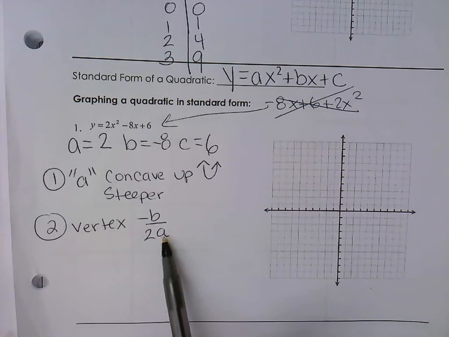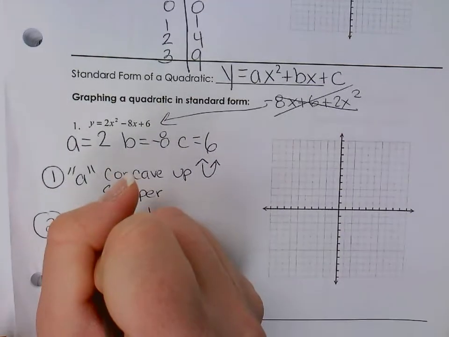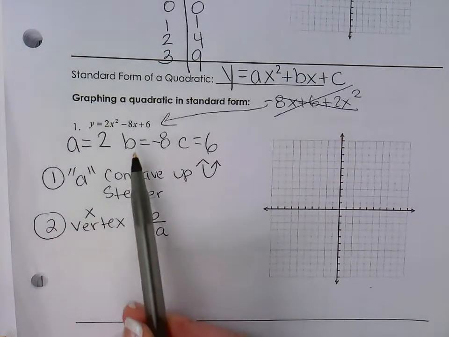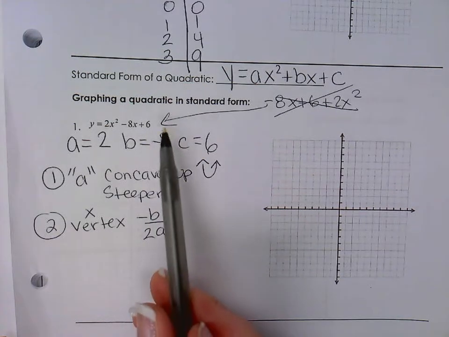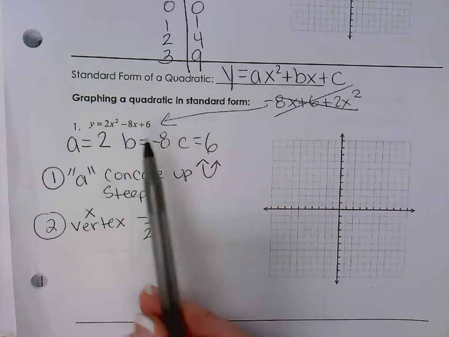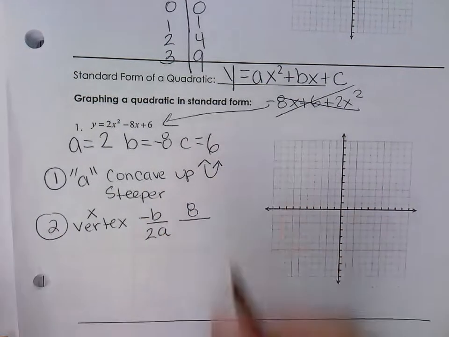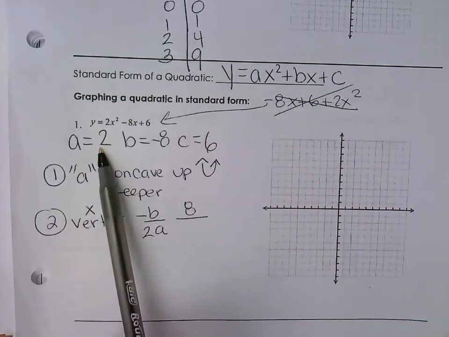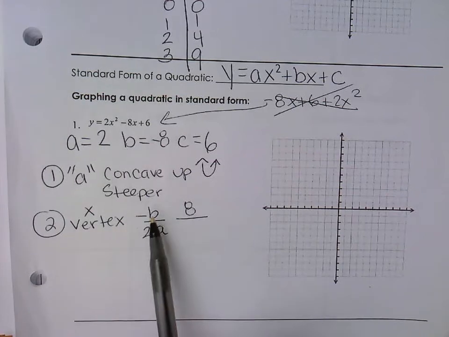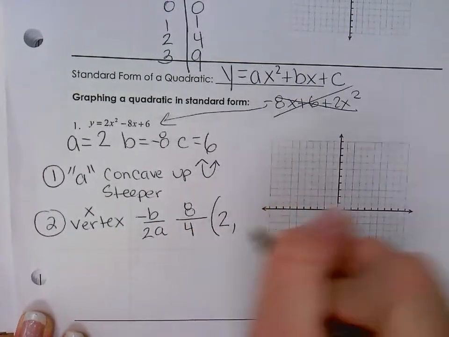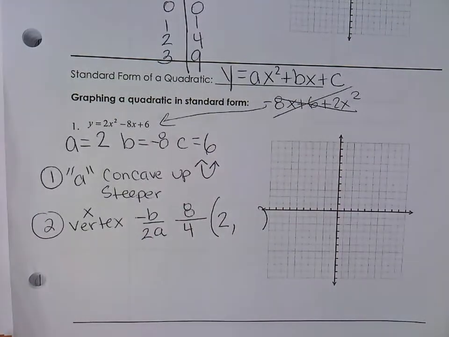This is actually the x value of the vertex. Negative B is going to be +8 for this quadratic because it's already -8. So the opposite of B would be +8. And then you're going to take 2 times the A value. So 2 times 2 gives you 4. So the x value of the vertex, 8 divided by 4, is 2.